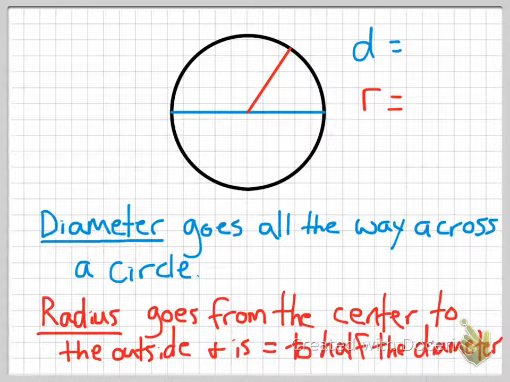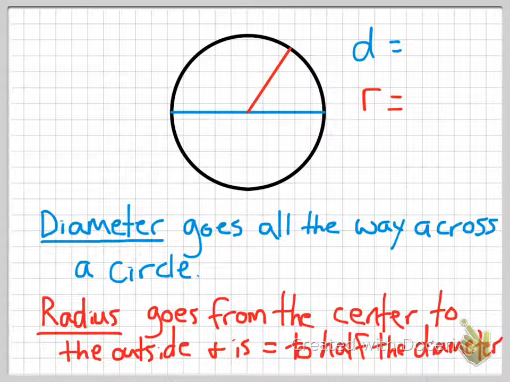I want you to draw this diagram and write these two words down. Diameter, write down the fact that it goes all the way across the circle. Radius goes from the center to the outside and is equal to half the diameter. Sorry, there's that watermark in there that's making it hard to see. But the radius goes from the center of the circle to the outside, and it is always equal to half the diameter. Pause the recording and write this down.